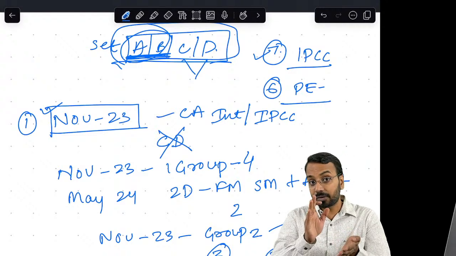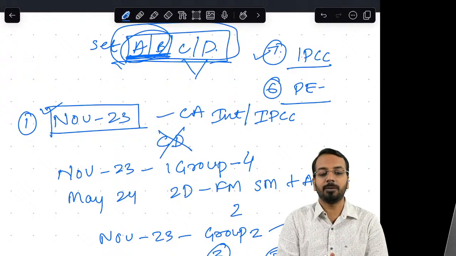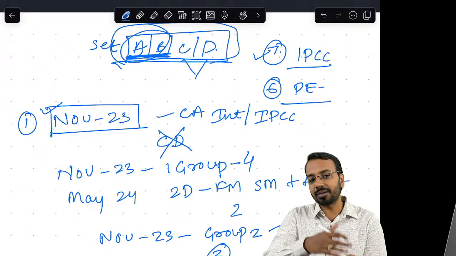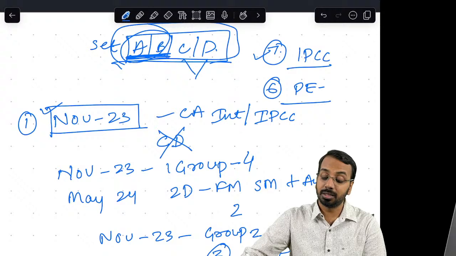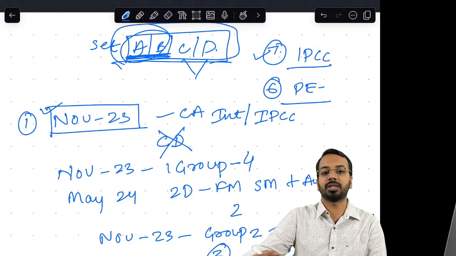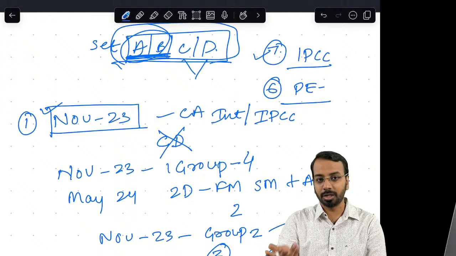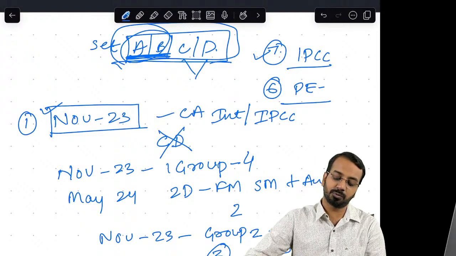So if you have cleared all your papers by November 23, only 2 sets, that is A and B, is applicable. If you have cleared after that, or if you are clearing after that, then based on how many papers you have passed, either C or both C and D will be applicable, or you can choose between C and D. That is one category.